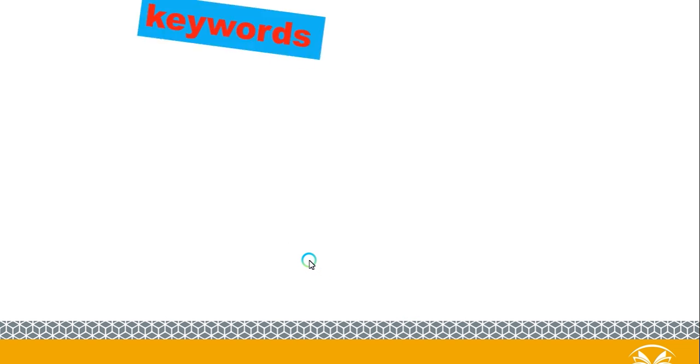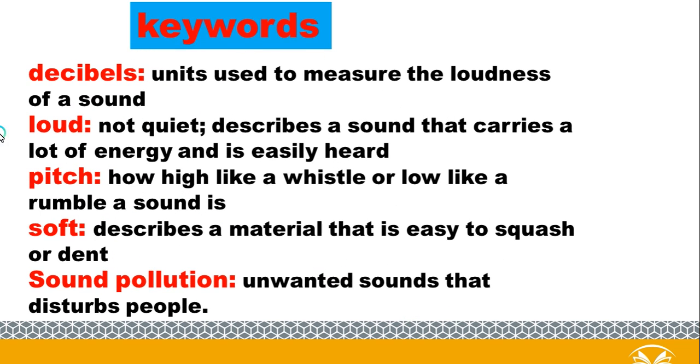The keywords: we have decibels, loud, pitch, soft, sound pollution. So decibels is a unit used to measure the loudness of a sound. Loud, not quiet, describes a sound that carries a lot of energy and is easily heard. Pitch is how high, like a whistle, or low, like a rumble, a sound is.